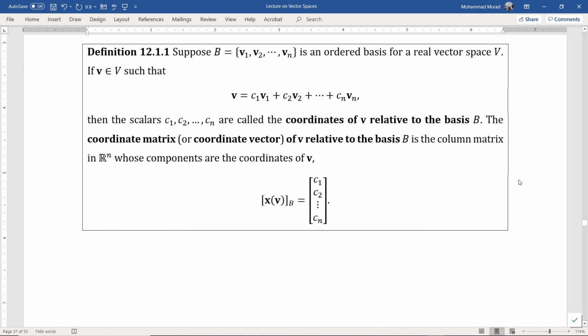Definition. Suppose B is an ordered basis for the real vector space V. If v is a vector in the vector space V such that it has the following representation, then the scalars c sub 1, c sub 2, all the way up to c sub n are called the coordinates of the vector v relative to the basis B, since the vector v has been expressed as a linear combination of the vectors in the basis B.